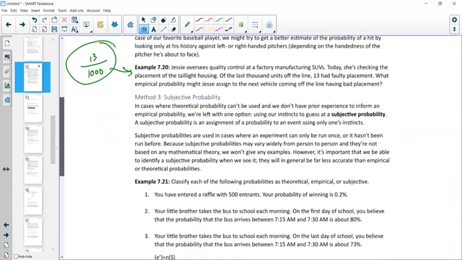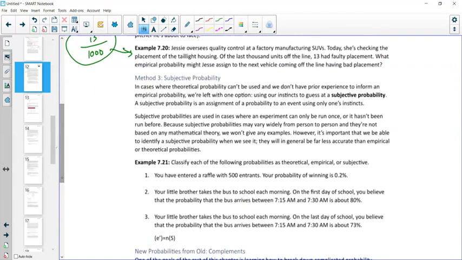So the last method we look at is called subjective probability. In cases where theoretical probability can't be used, and we don't have prior experience to inform an empirical probability, we're left with one option: using our instincts to guess at a subjective probability. A subjective probability is an assignment of a probability to an event using only one's instincts. Subjective probabilities are used in cases where an experiment can only be run once or it hasn't been run before.